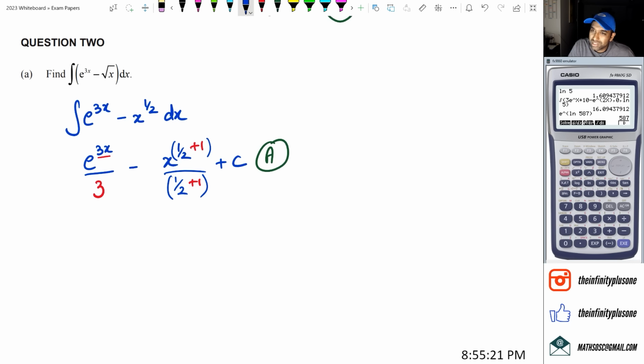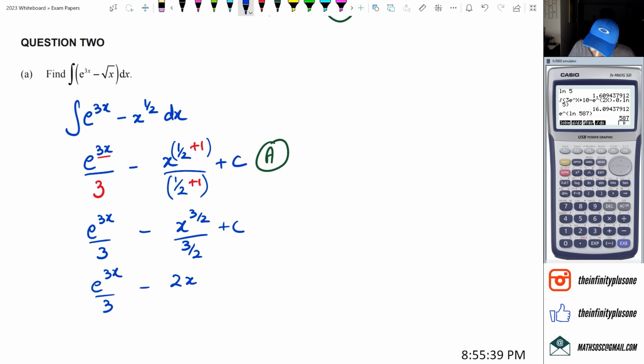And you know what, there's always someone that goes, yeah, but tell me what the final answer is. So the final answer is this: e to the power of 3x over 3, minus x to the power of 3 over 2, over 3 over 2, plus c. And one final step is to bring that 2 from the denominator to the numerator, and this is what our other final answer could be.